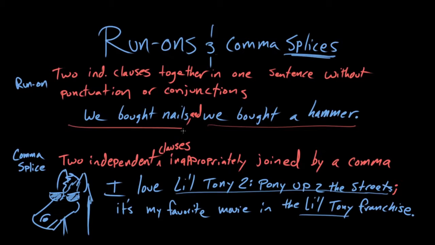It's just that a comma splice is a run-on that hasn't been fixed all the way. Right. The comma's being used, but we need some bigger punctuation in place of the comma, something like a semicolon, in order to make a distinction between those two independent clauses. So that is how you identify and fix run-ons and comma splices.